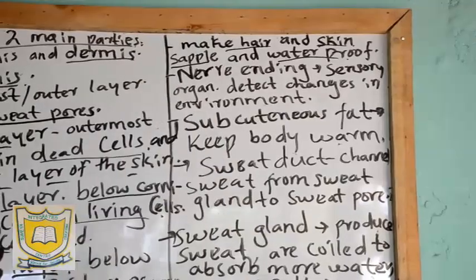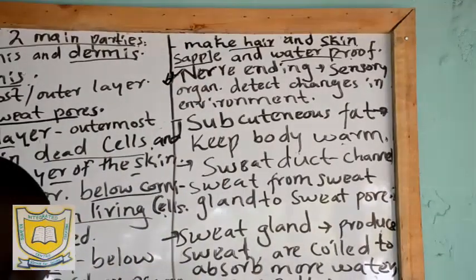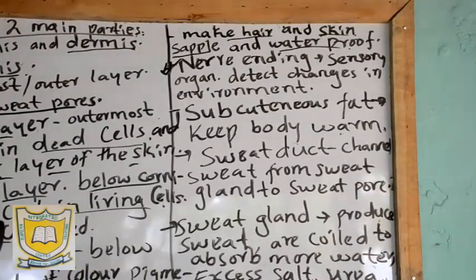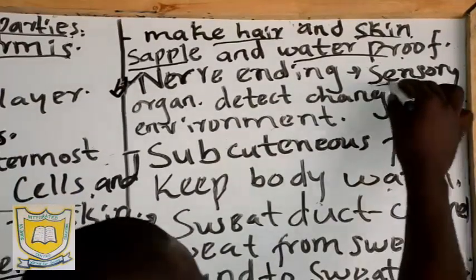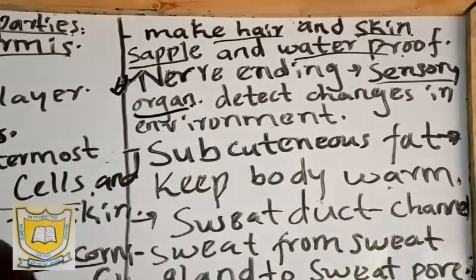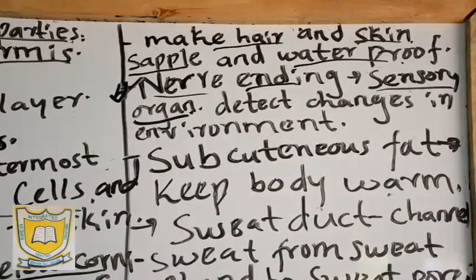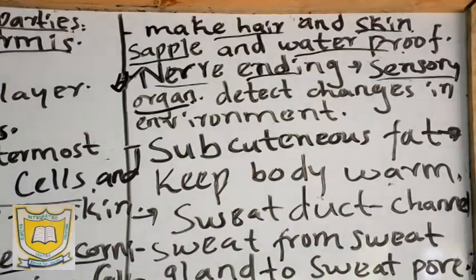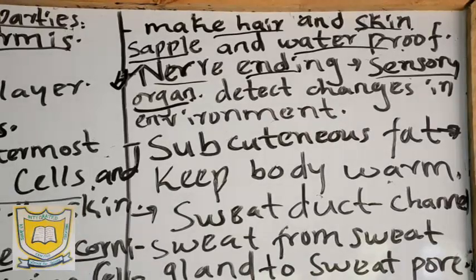Next, number four, we talk about the nerve endings being part of the dermis. The nerve endings are also called the sensory organs. When you hear the term sensory, it means it detects or senses if there is a change in temperature, a change in mood, or maybe somebody has touched you.